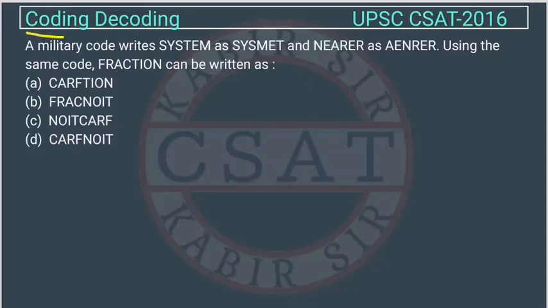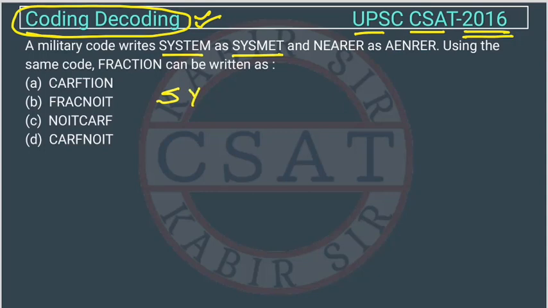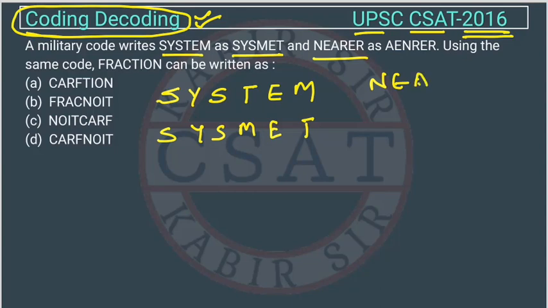So this is a question of reasoning taken from the chapter Coding Decoding, asked by UPSC in their CSAT paper of 2016. In military code, writes system as sysmat, right? So the military code is writing system. System is written as sysmat, and nearer is written as NEARER, is written as AENRER.